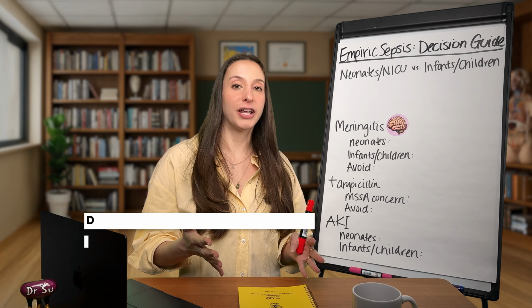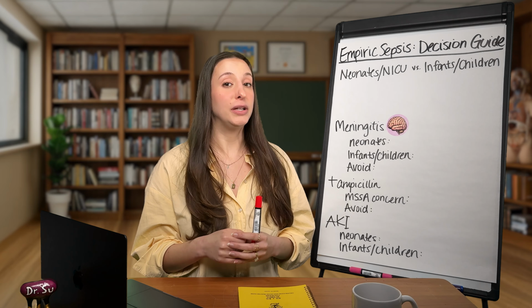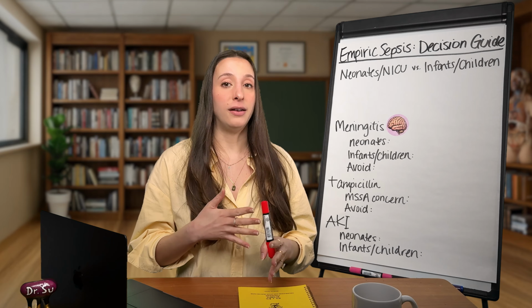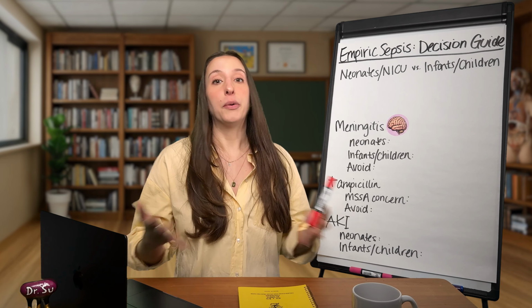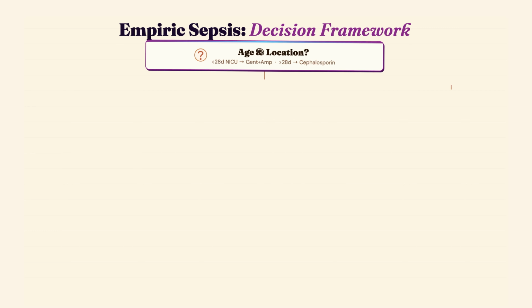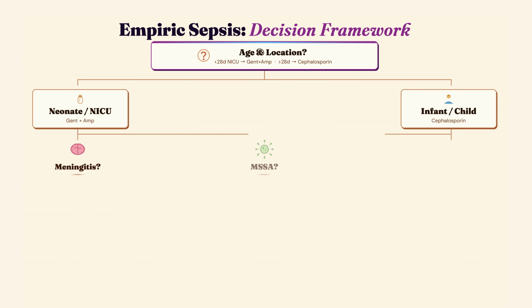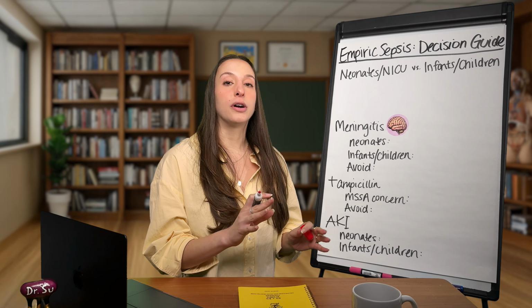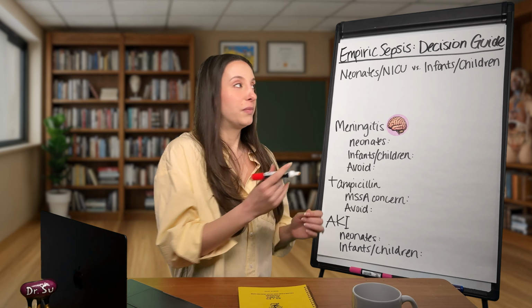A really common question I get from pediatric residents is, when do I use gentamicin for empiric sepsis and when do I use a cephalosporin? And when I want to use a cephalosporin, how do I know which one to pick? So today I'm going to walk you through my personal decision framework to help you decide when to use what antibiotic and why. So the first step is to think about your patient age and location.